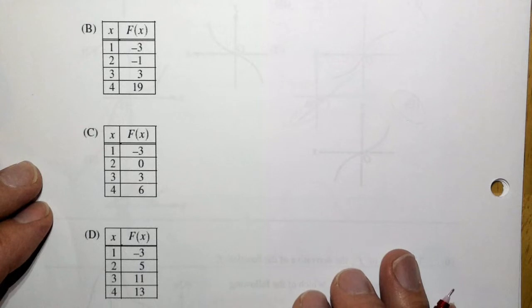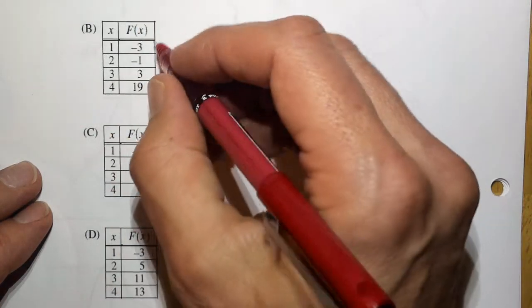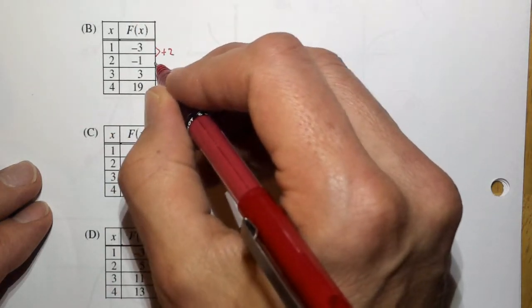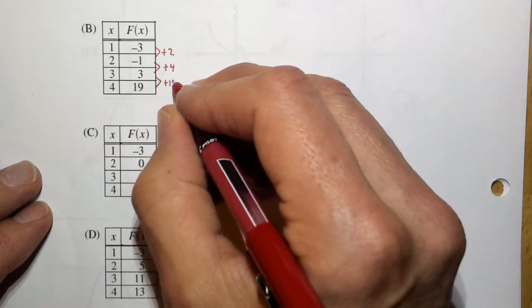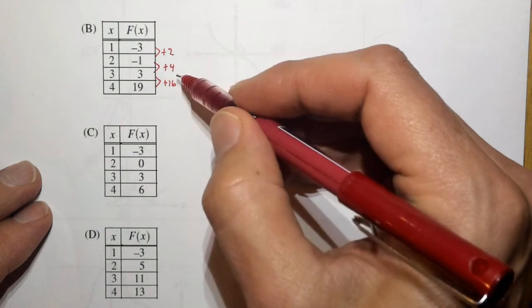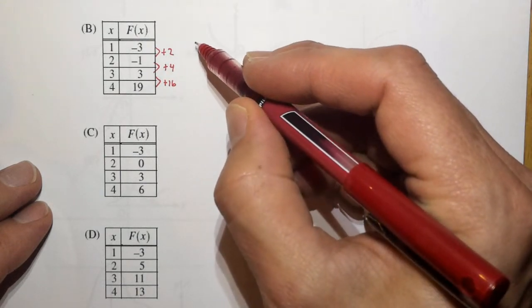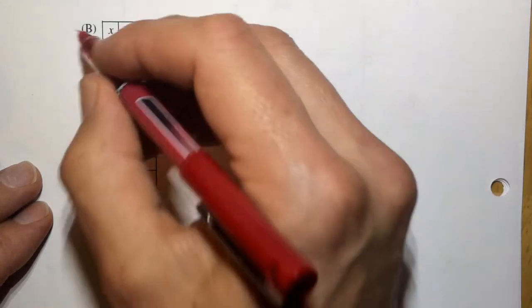We need to see increasing at an increasing rate. So let's look at the change. We have a change of +2, and then +4, and then +16. So that is increasing at an increasing rate. So it does seem like B is going to be our answer.